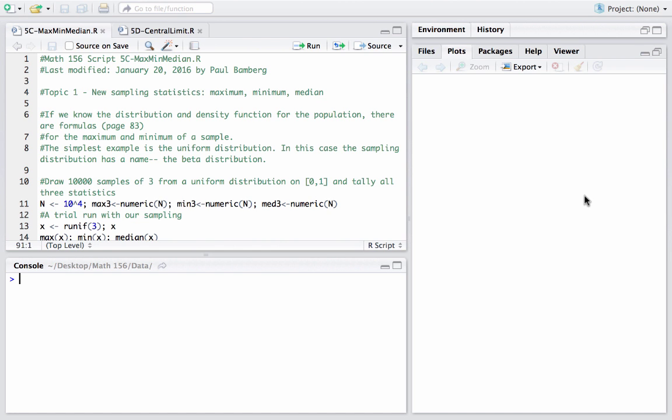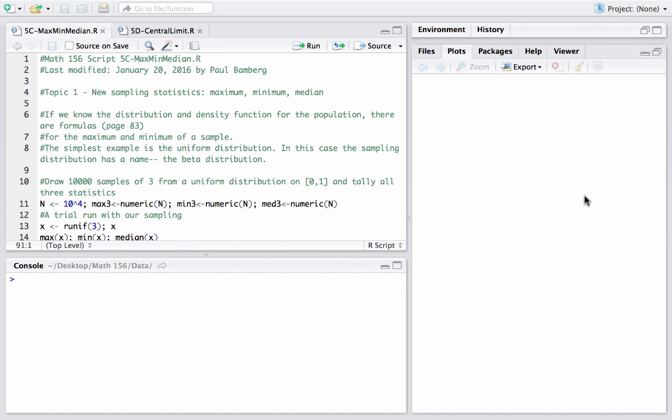Today we're doing 5C, max, min, and median. So we're still talking about sampling statistics and sampling distributions. We're introducing three new sampling statistics, the max, min, and median of a sample. These three are special cases of the more general idea of order statistics.